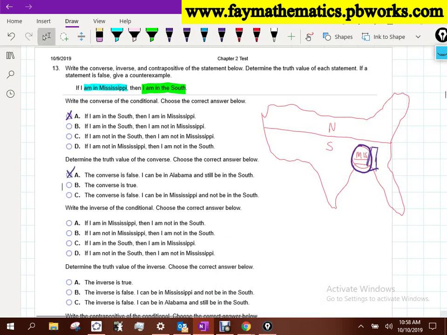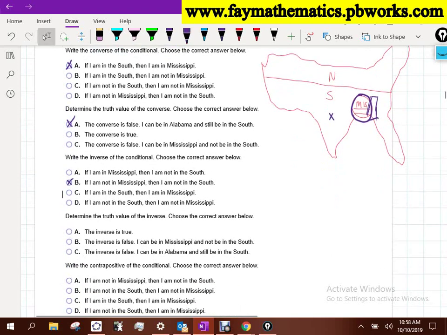The next one says write the inverse of the conditional. So the inverse just says if I am not in Mississippi, then I am not in the South. If I'm not in Mississippi, does it mean that you have to be up there? Because I can be not in Mississippi, and I can maybe be in Texas. So this would be, if I am not in Mississippi, then I'm not in the South. That's option B here. But then the inverse is going to be false because I can be in Alabama again and still be in the South.